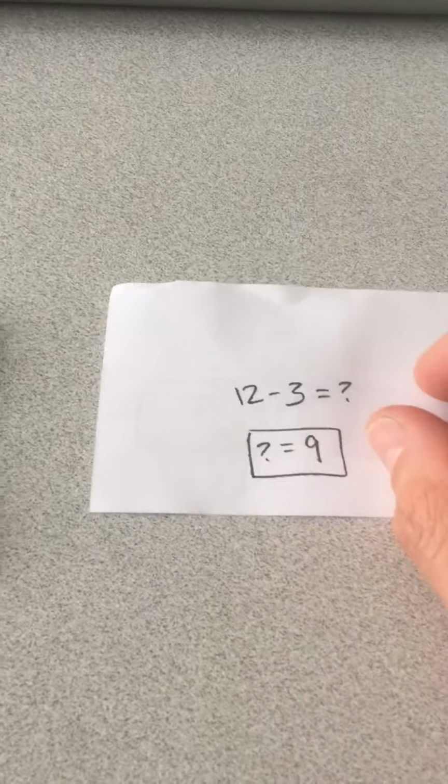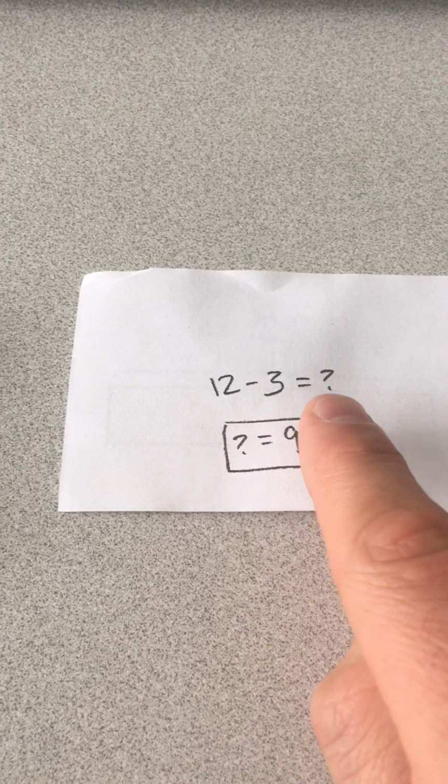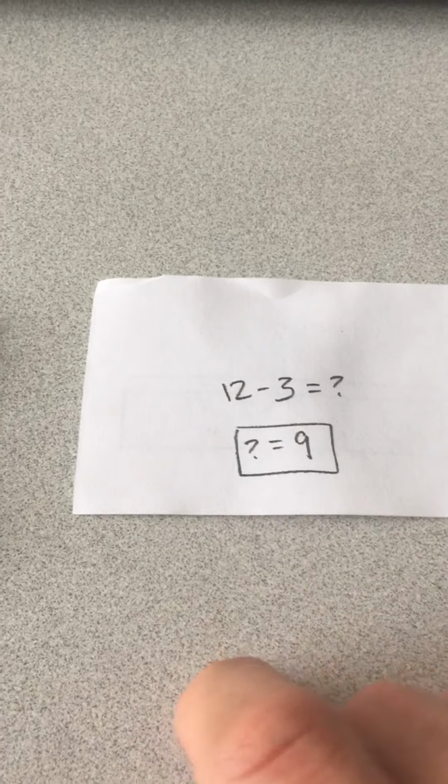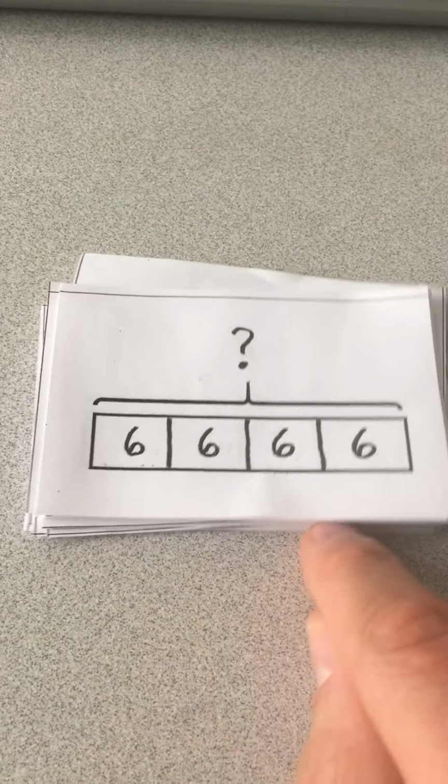So on the back, if you want to check your work, the correct answer is 12, take away that 3 to find the question mark. Again, if you know the answer, great, but that's not what we're after. We're after what math problem would solve for this question mark.